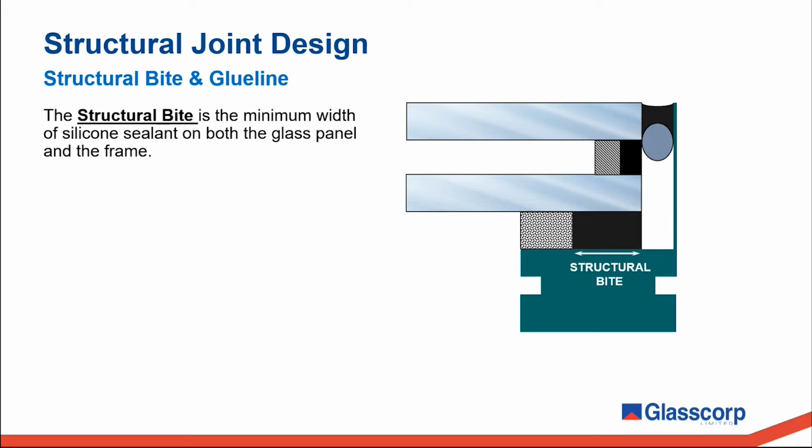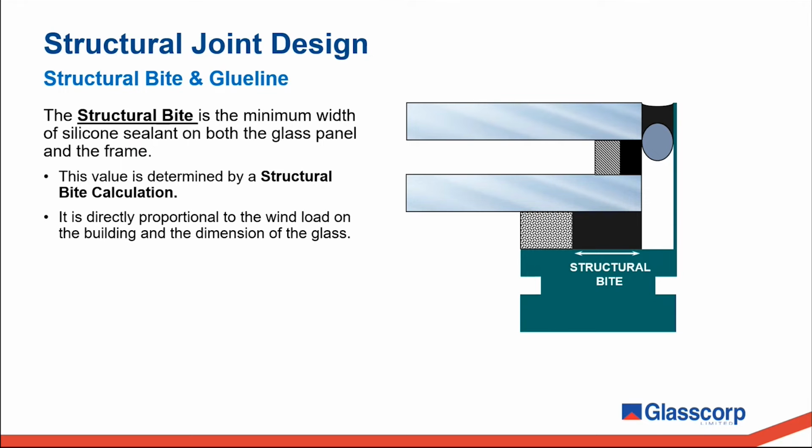In order to determine the structural bite, there is a structural bite calculation that we use. The standard calculation takes into account the size of the windows being structurally glazed and the maximum wind loads that the window may be subjected to.